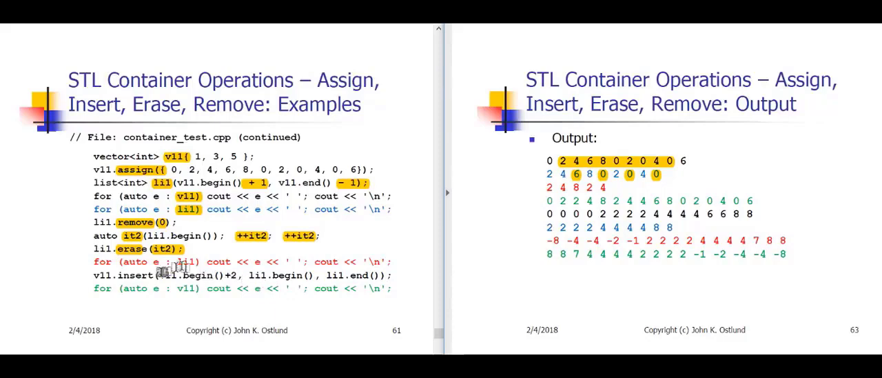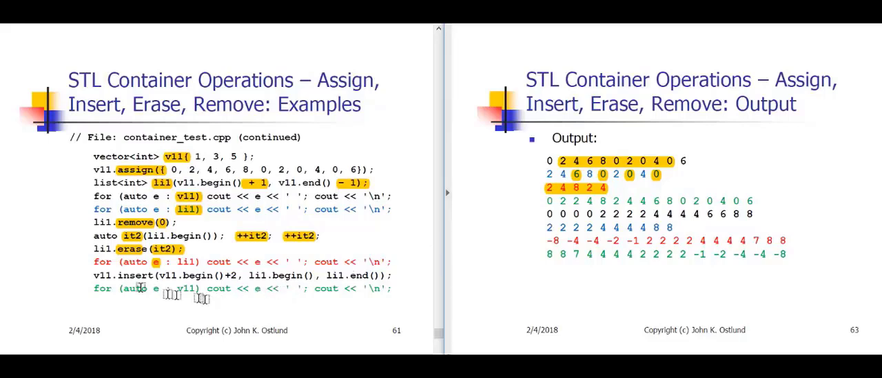And so now, in this range for loop, when I display the contents of li1, I'm going to just have 2 4 8 2 4. That is, the 3 zeros were removed by the remove member function, and the 6 was removed by the erase member function after I had started my iterator at the beginning and incremented forward 2 times.